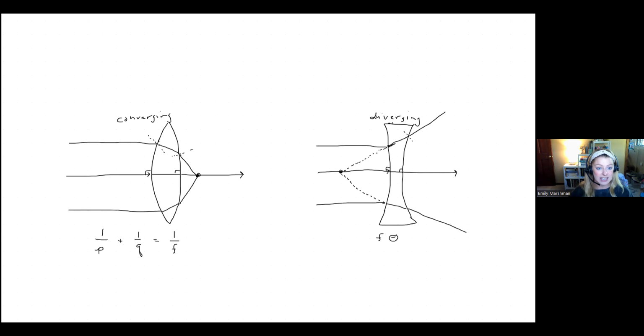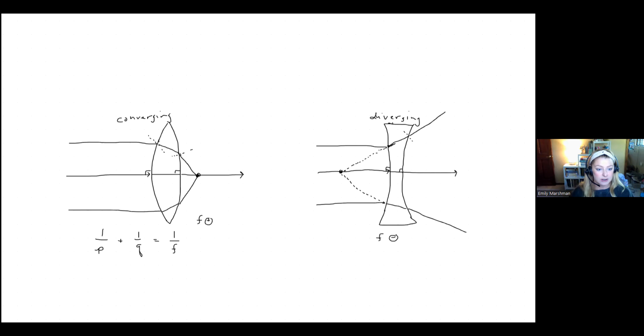The converging lens, the light that comes through the lens is over here. It's on the right side of the lens. The image is located on the right side of the lens. So it's a positive focal length. Okay. So just keep that in mind when you're setting up your equations for converging versus diverging lenses.